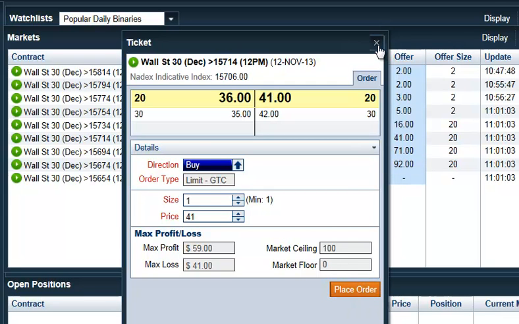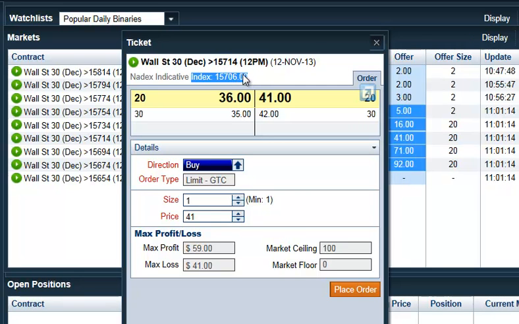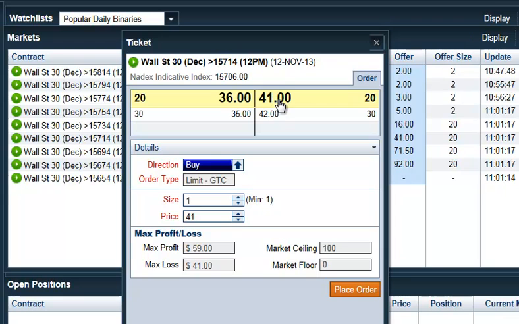Now the nice thing about this, and I'm not going to place this right here in this video, is, let's say the market went up to 15,710. Instead of $41, this trade might be worth $50. I could exit that position at any time before 12 o'clock if I wanted to. You won't get the full amount, you won't get that $100 for it, but you can exit that position.